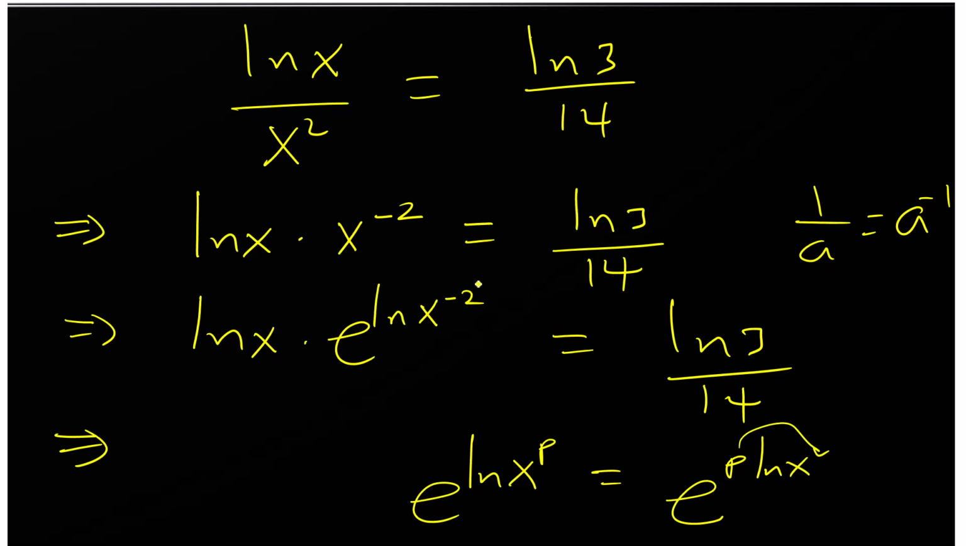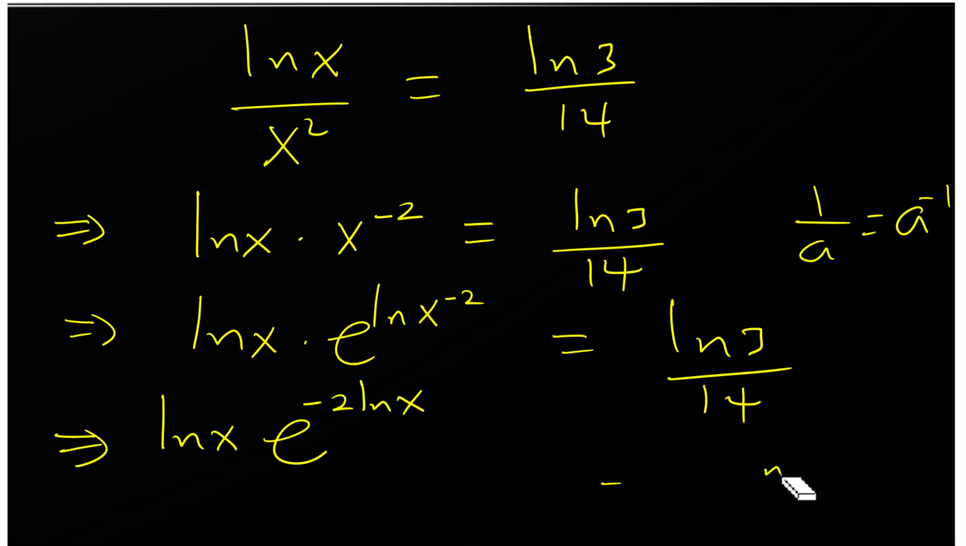Okay, so we have a similar one here: e raised to minus 2 ln of x. Simple as that. Equals ln of 3 over 14.